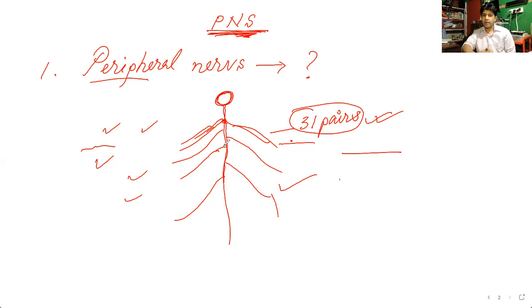So like this, every voluntary function, that means those functions which we can perform by our will, are controlled by the peripheral nerves. I hope you understood.